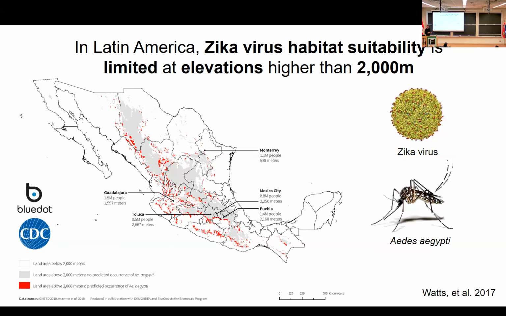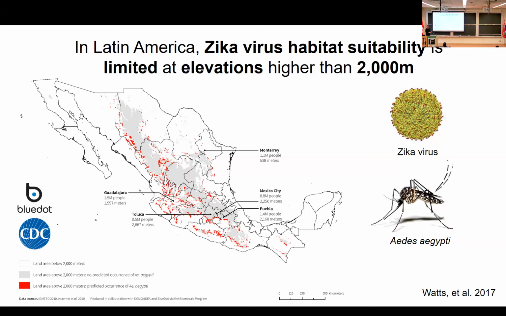Because at the beginning, when I was doing my PhD, it was the beginning of the Zika epidemic, and they were looking for somebody who was using maps and GIS, because that was a big part of what they did, but who also had that background in vector-borne diseases. So long story short, one of the pieces I did with Blue Dot, in collaboration with the United States CDC, was to look at areas in Latin America where there was more or less suitability for Zika virus transmission.